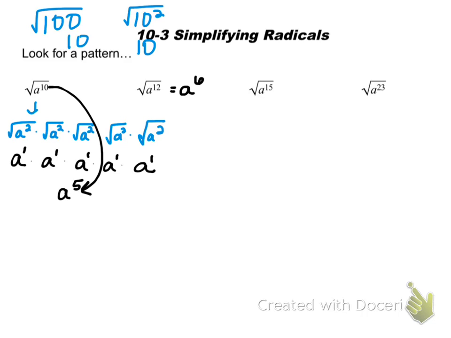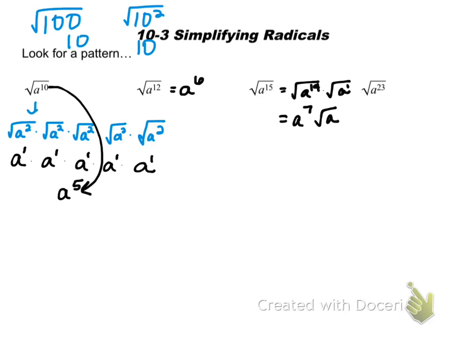Then let's look at a to the 15th. This is a little bit different because I have an odd number. But what's the closest even number to that? That'd be like the square root of a to the 14th times the square root of a to the 1st, essentially. Well, when you find the square root of a to the 14th, you get a to the 7th, times the square root of a. So just leave it like that with a radical sign in there.